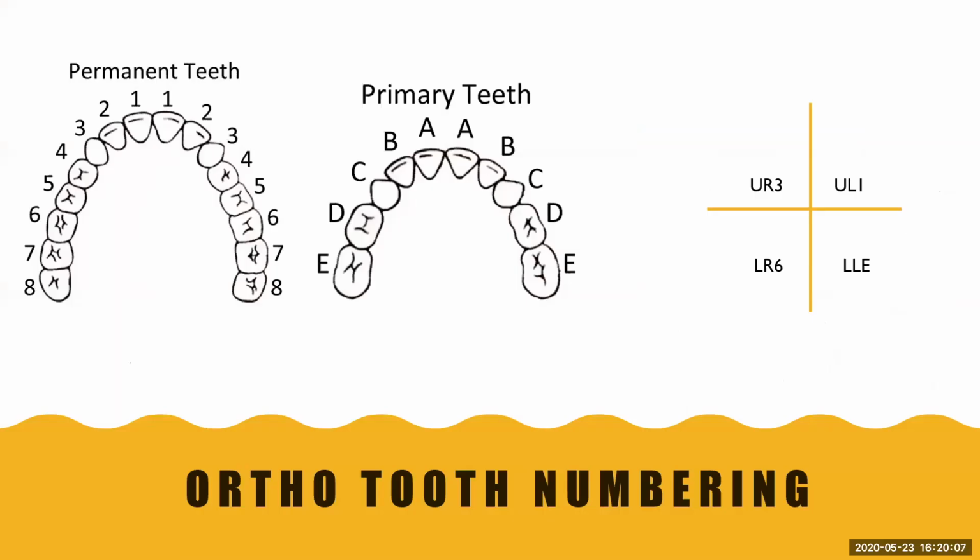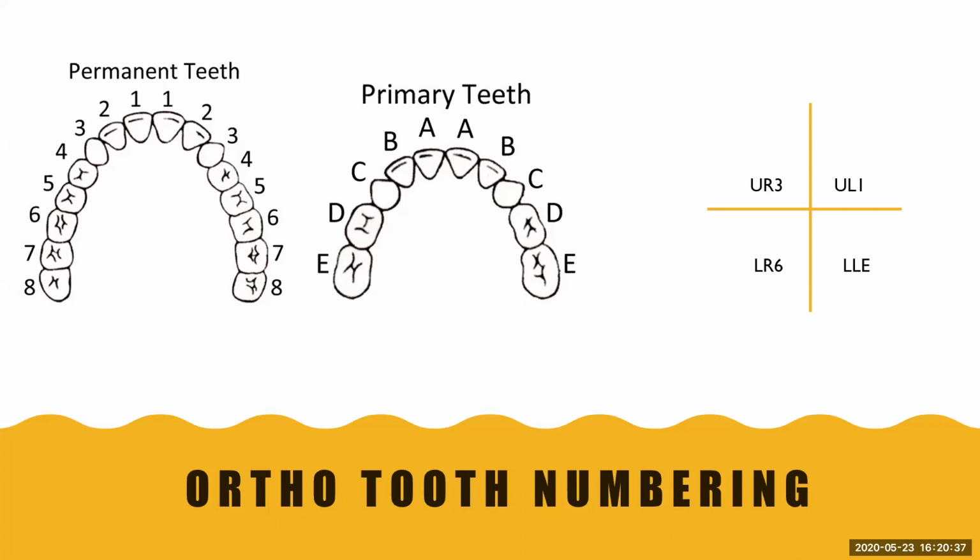The second kind of tooth numbering that we use is the orthodontic tooth numbering. It starts with 1 and ends with the number 8. To find out which quadrant the orthodontist is talking about, the orthodontist will typically say UR1. U stands for upper, R stands for right, and 1 is the number of the tooth. So UR1 is upper right central incisor.